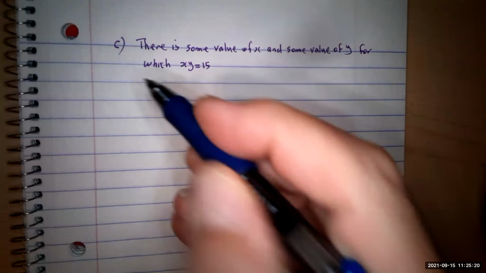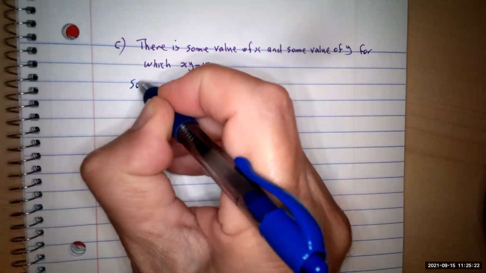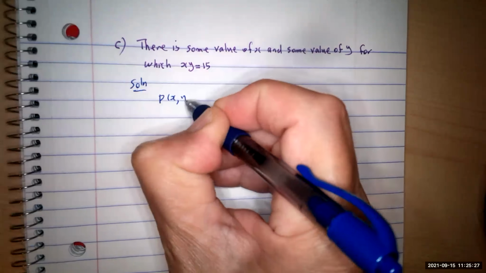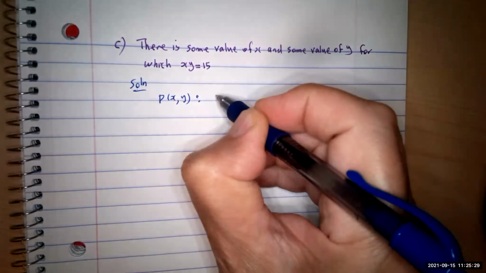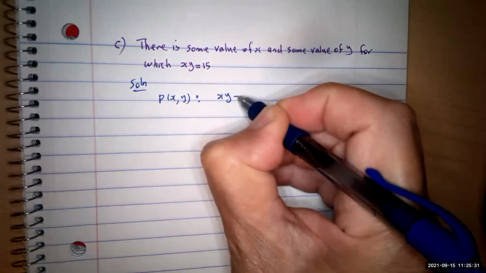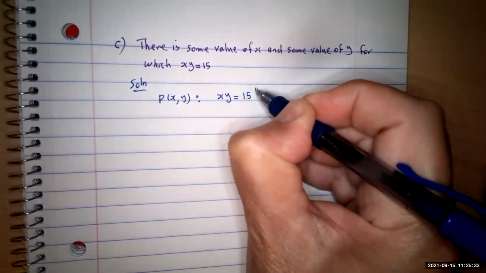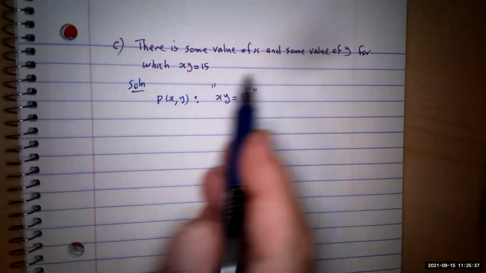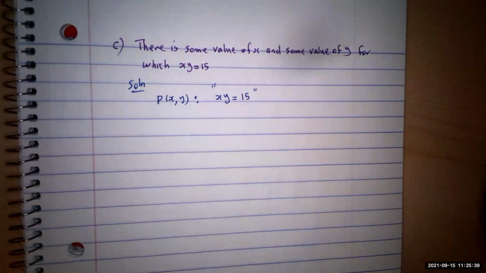So you have to create a statement first. So the solution: the statement P(x, y) means x times y is equal to 15. That's a predicate to start with. Then you just read this expression and bring in the proper quantifiers.